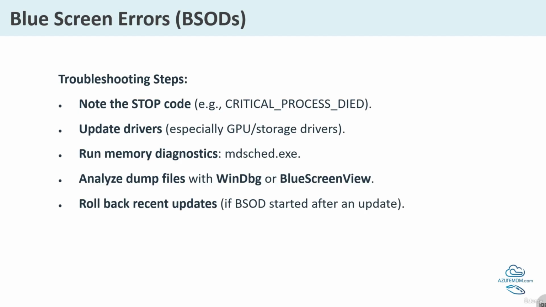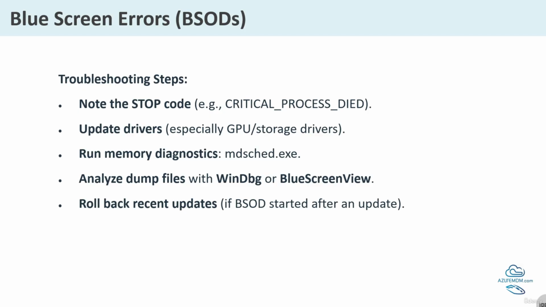Number 1, note the stop code. The stop code is like a message from your computer's brain. When the blue screen appears, write down the all-caps code like MEMORY MANAGEMENT or PAGE FAULT IN NONPAGED AREA. These codes tell you what part of the system failed. For example, CRITICAL PROCESS DIED means an important system program has crashed.